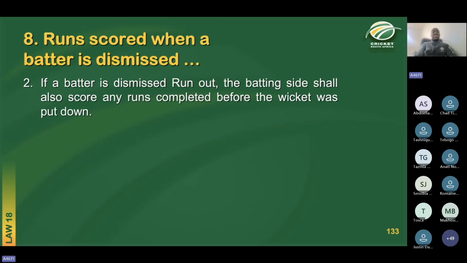If a batter is dismissed run out, the batting side shall also score any runs completed before the wicket was fairly put down and that batter was run out. So if a batter is run out on the third run and they did not complete the third run, it means they would have completed the first 2 runs. So those first 2 runs will count. Only the third run will not count because they did not complete that run before the run out was effected.